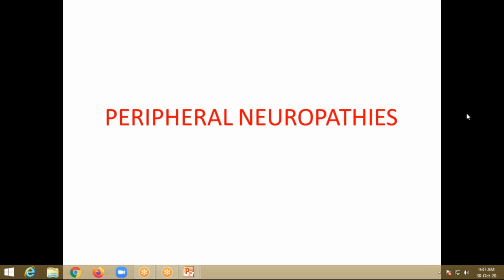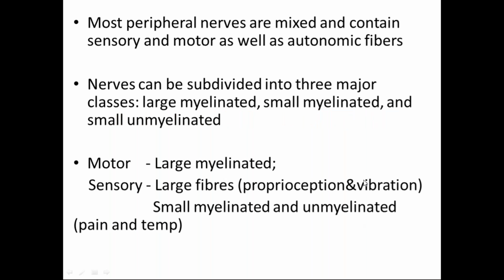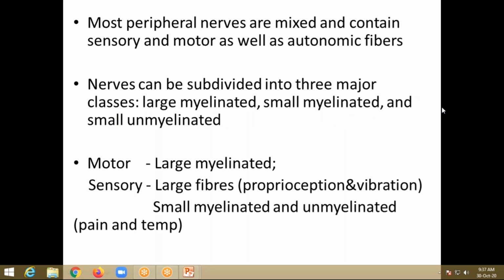Today, our topic of discussion is peripheral neuropathies. You all know about the peripheral nerves in the central nervous system. The central nervous system consists of the brain and spinal cord. The other nerves are all peripheral nerves.